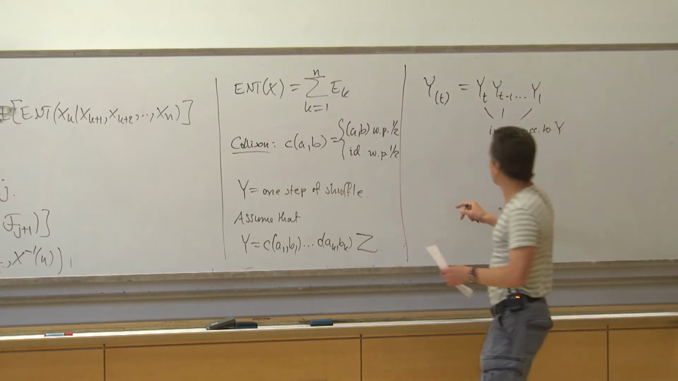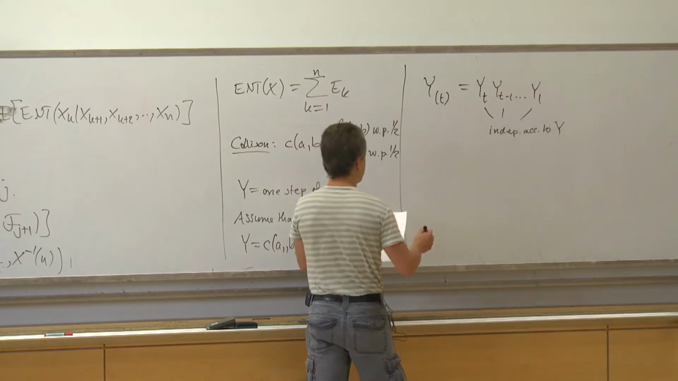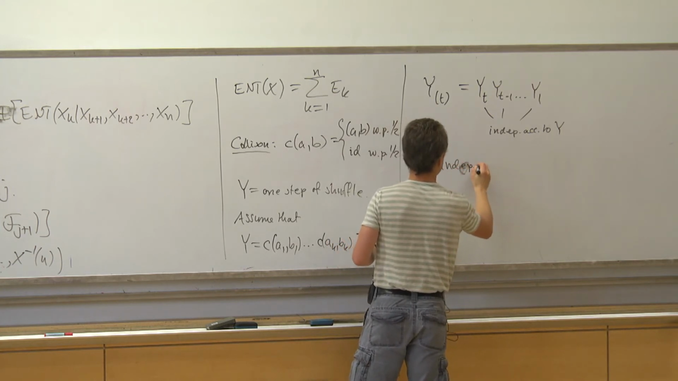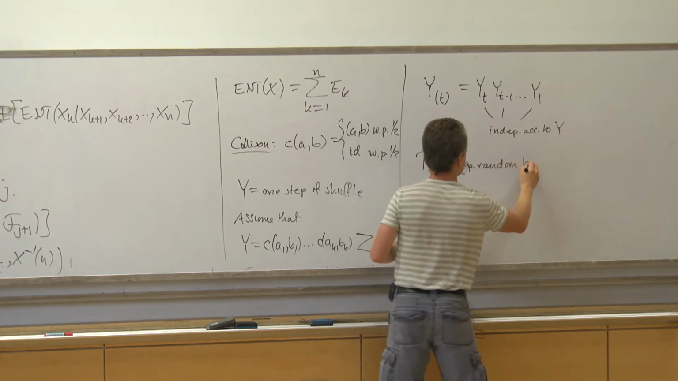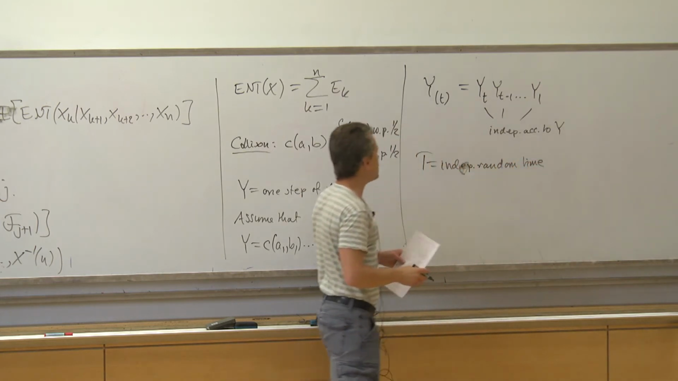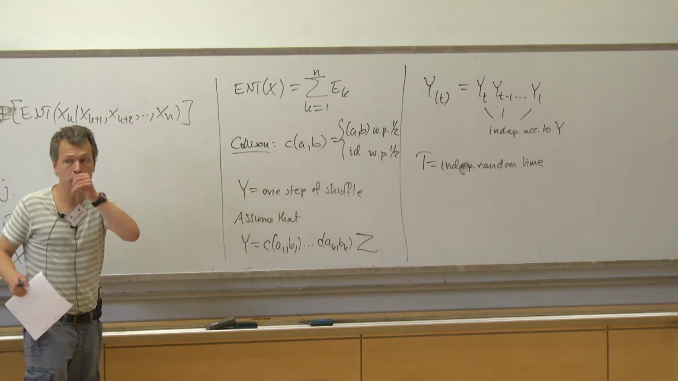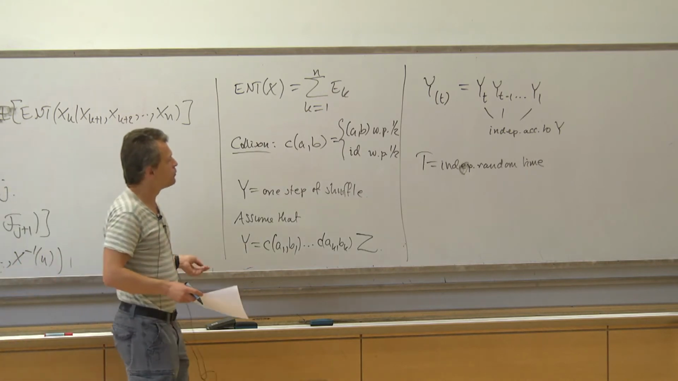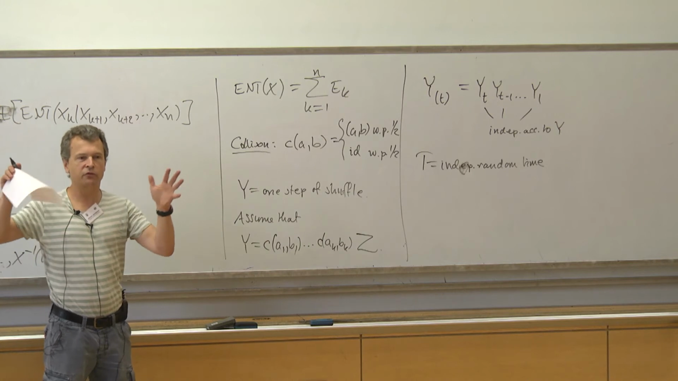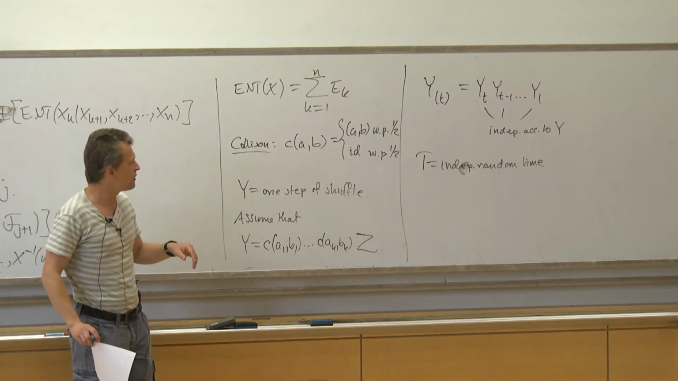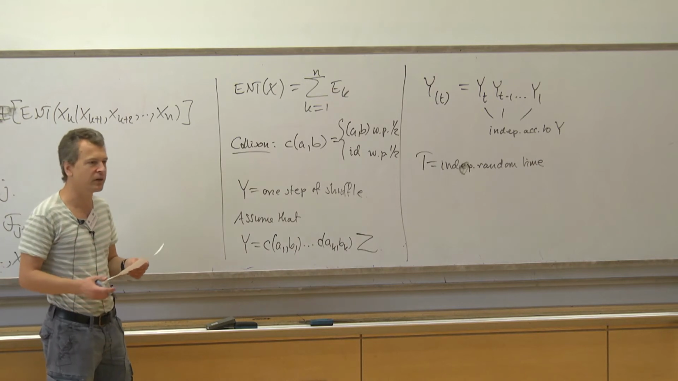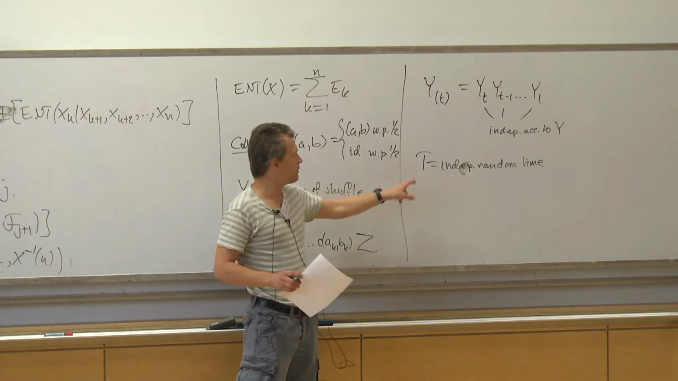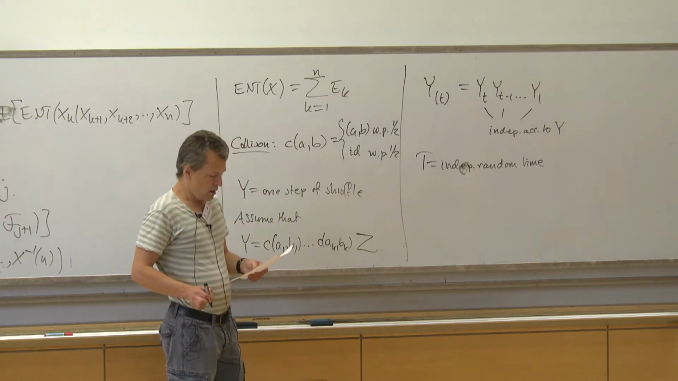And now we're also going to introduce an independent random time. So independent means independent of everything else going on here. This may seem to come sort of out of the blue, but it's important to have this time here in order to make things work out.